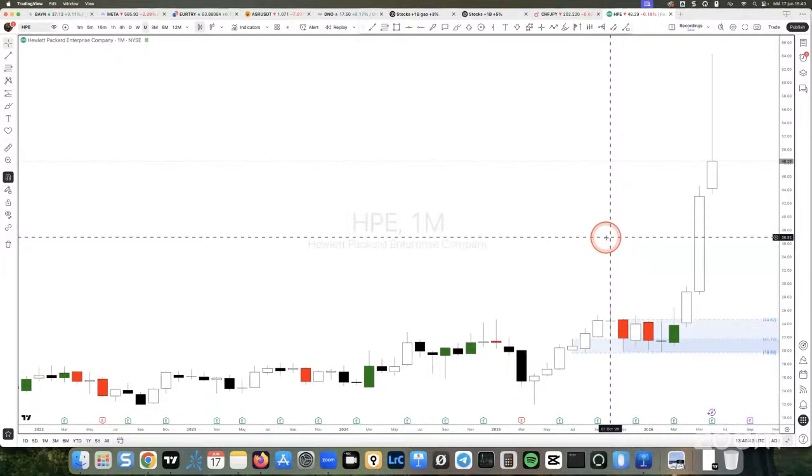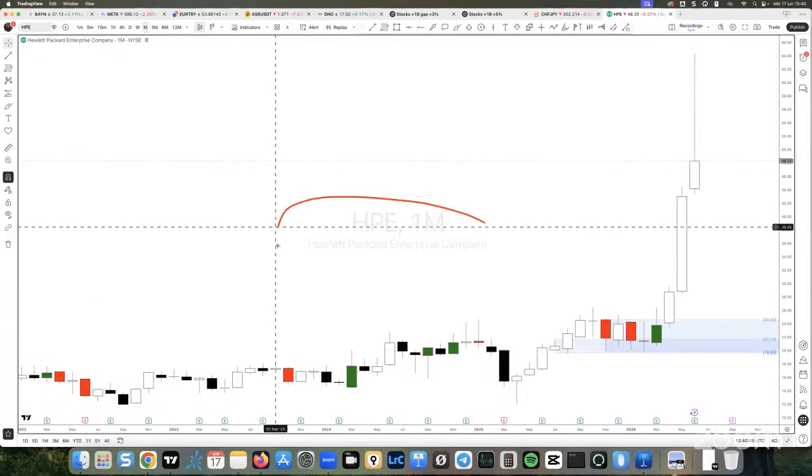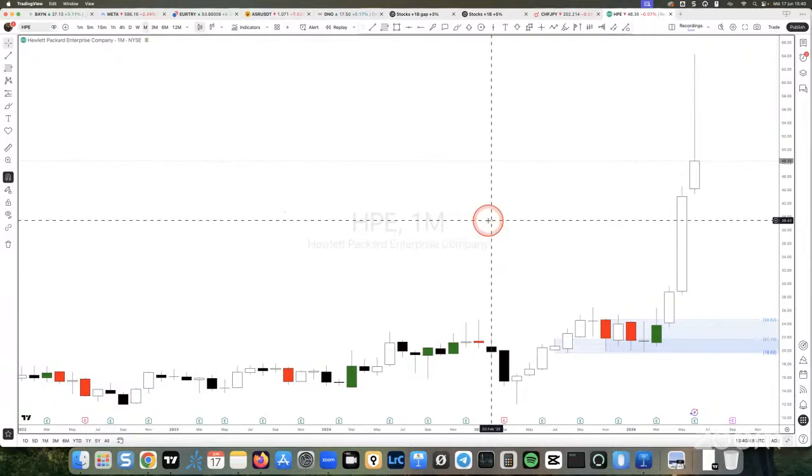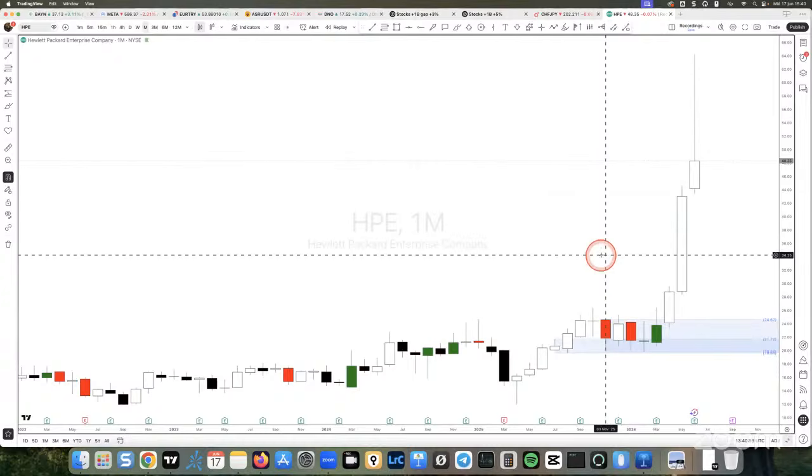So what do you think is going to happen right now? I would like to read your comments. What do you think? This is the monthly time frame for Hewlett Packard Enterprise company. They sell computers, probably servers, and many things related to the IT industry. So when you look at this, what do you think is going to happen?